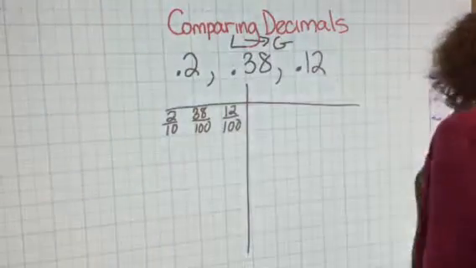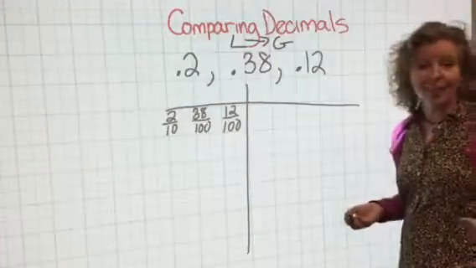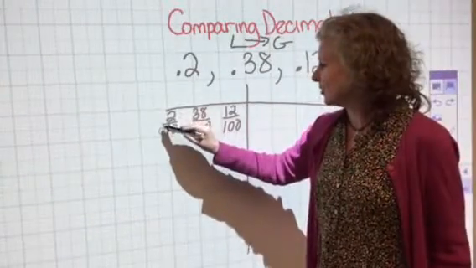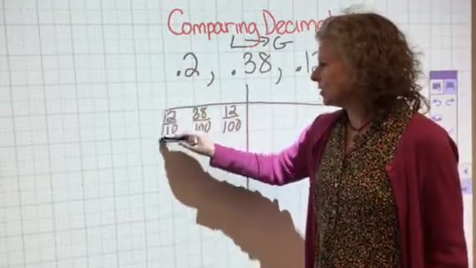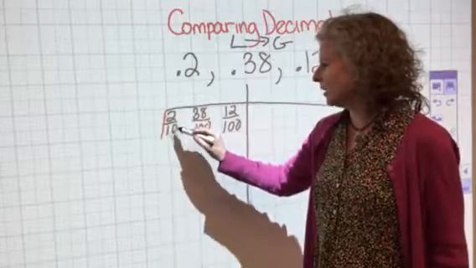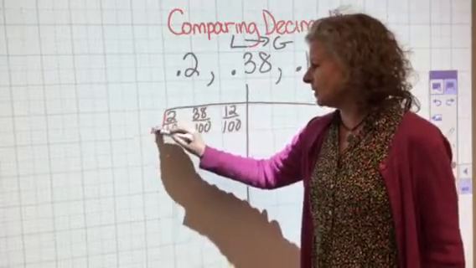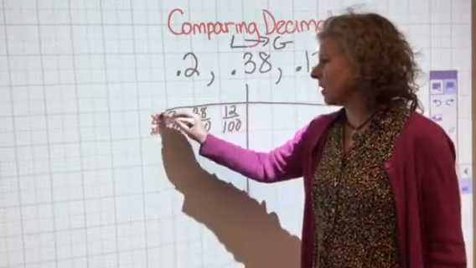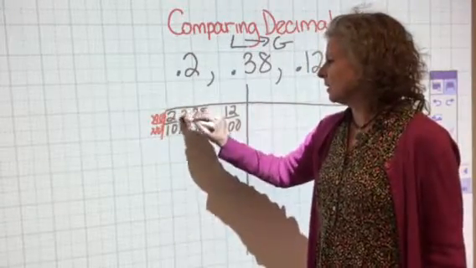Well, here's the good news. 2 out of those 3 are already with the same denominator. We just need to turn this one into hundredths. What do we do to 10 to get it to 100? 10 times 10 equals 100. Do it to the bottom, do it to the top. What's 2 times 10? 20.